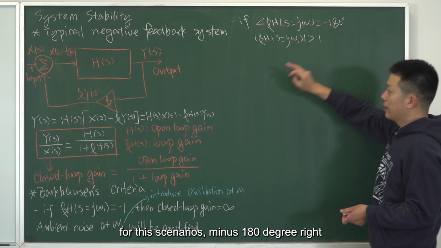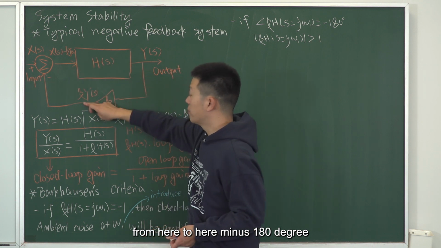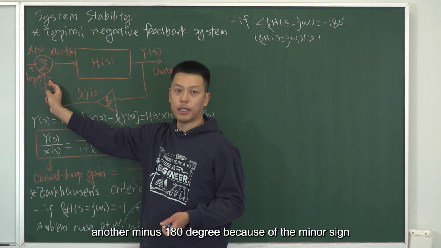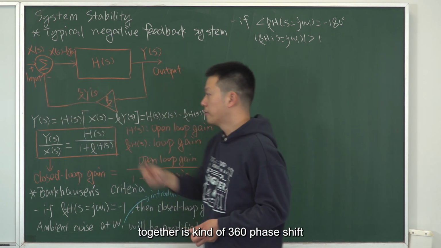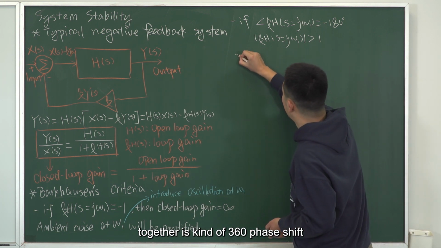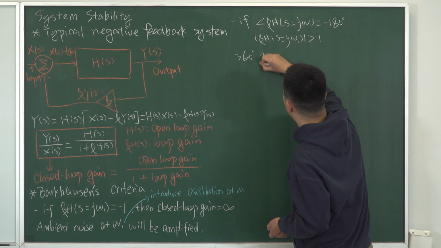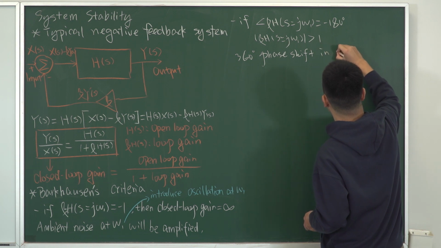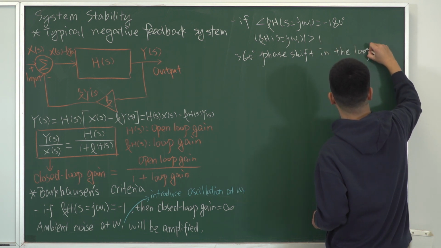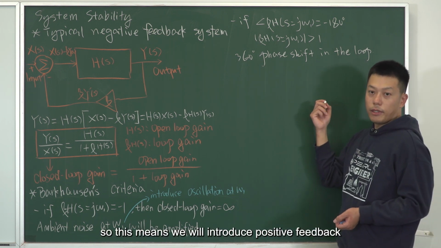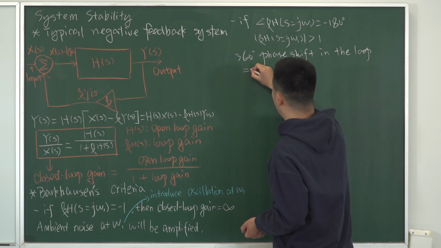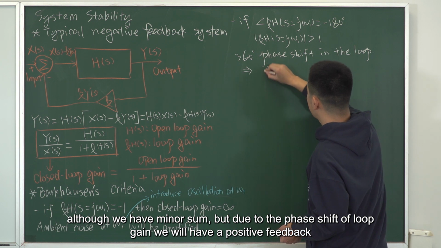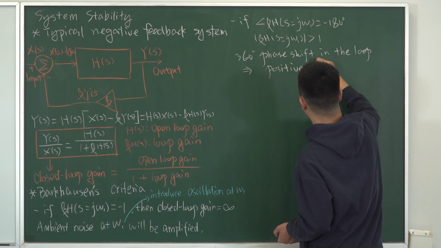For these scenarios, minus 180 degrees, right? From here to here, minus 180 degrees. Going through this calculator, another minus 180 degrees because of the minus sign. Together, it's kind of a 360 phase shift in the loop. So this means we will introduce positive feedback. Although we have a minus sign, due to the phase shift of loop gain, we will have a positive feedback.